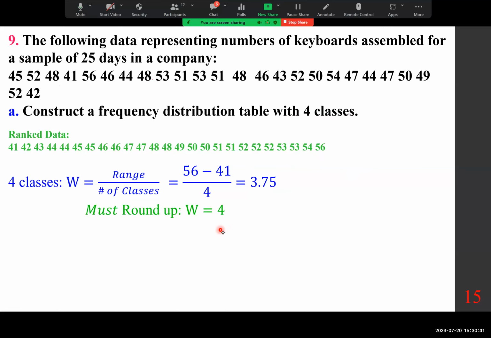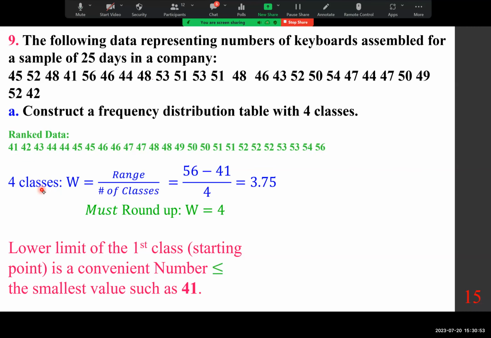Now the question is, where do we begin? We always begin either with the smallest number as the lower limit of the first class, or something slightly smaller than that. The starting point is a convenient number less than or equal to the smallest value, such as 41. You can even try with 40, but what is absolutely important is that by the time you finish, you must include 56. If you start with 40 and with a width of 4 we never get to 56, then that's not a good choice. That's why I highly recommend you start with 41.